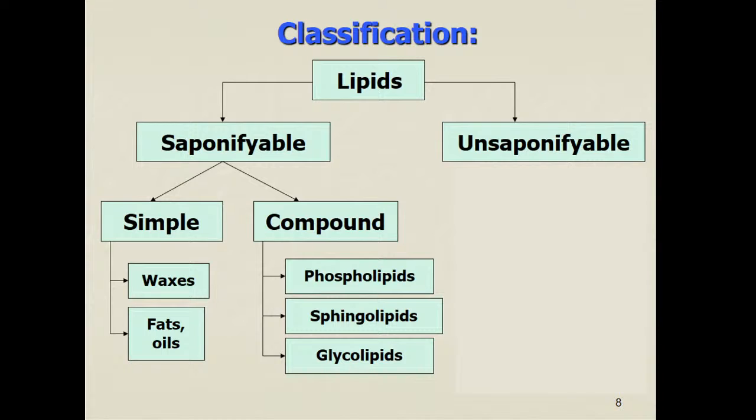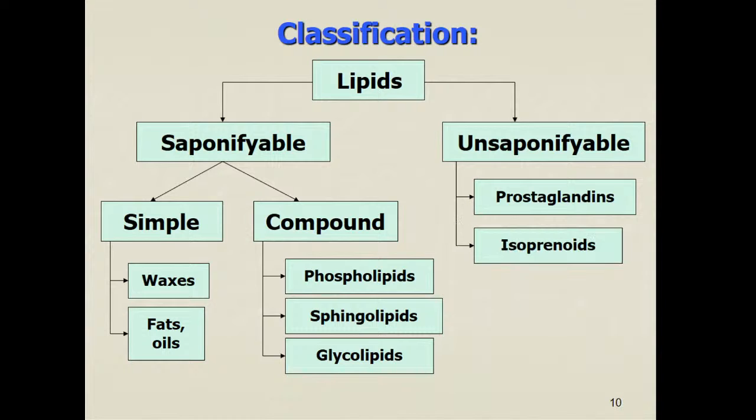So these are saponifiable. Unsaponifiable themselves also can be classified. The simplest classification is into prostaglandins and isoprenoids. More exactly, I will tell you a little bit later. So let us start with saponifiable first. To understand the structure and to write the formulae of lipids, let us start with the initial structural components.